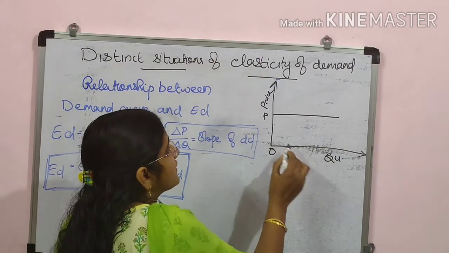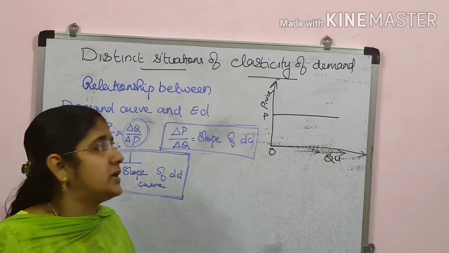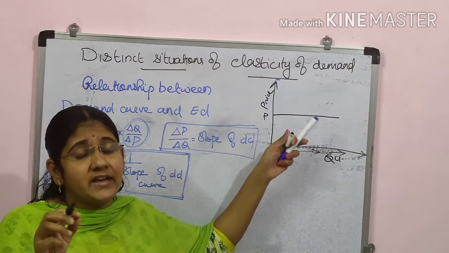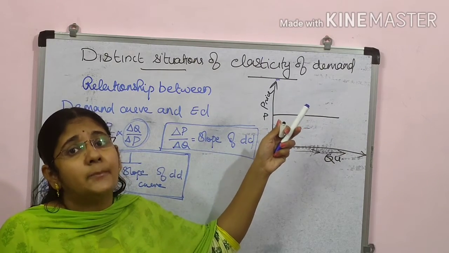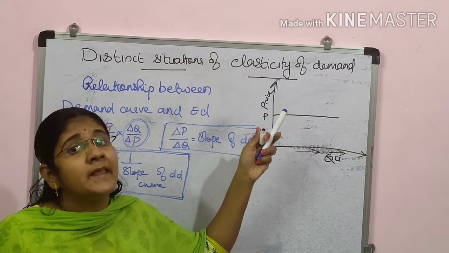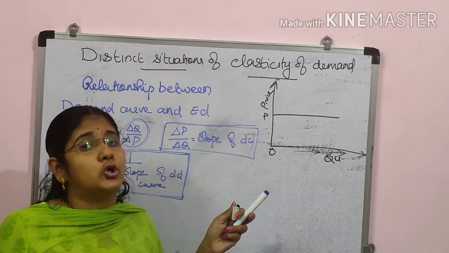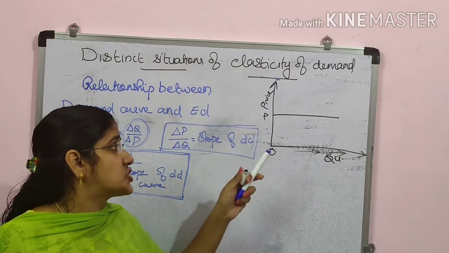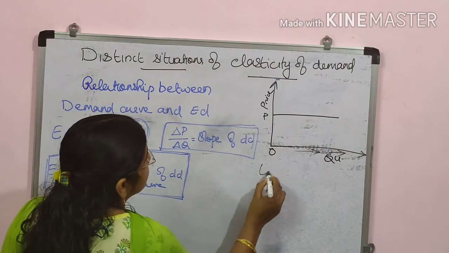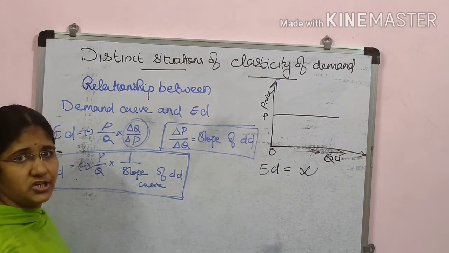If it remains like that, more and more quantity will be demanded. But imagine that the price of the commodity rises slightly, a small increase in the price. Then what happens? The demand for the commodity will go to zero. So in this case, we consider the elasticity of demand for the commodity as infinity.